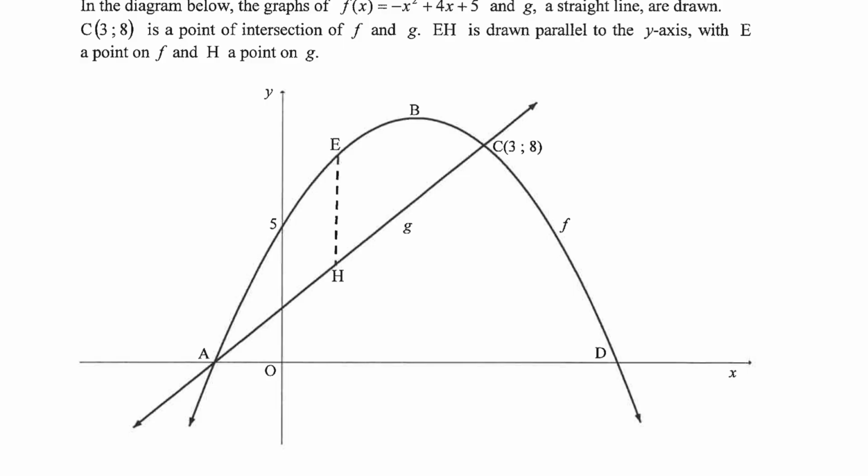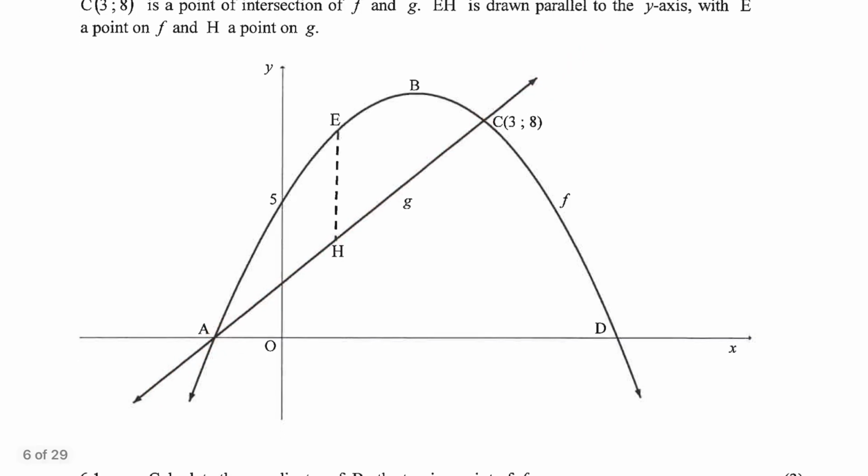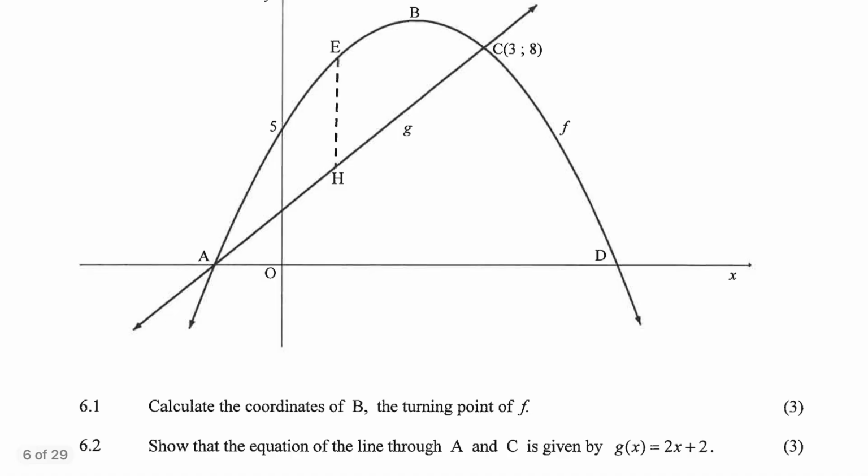So you are given a function f. This is a function f, and you're given a straight line, and you're given points C, A, E, H, 5, and D. So what I'm going to do is answer this question just using intuition and how to really maneuver around this type of question, right?